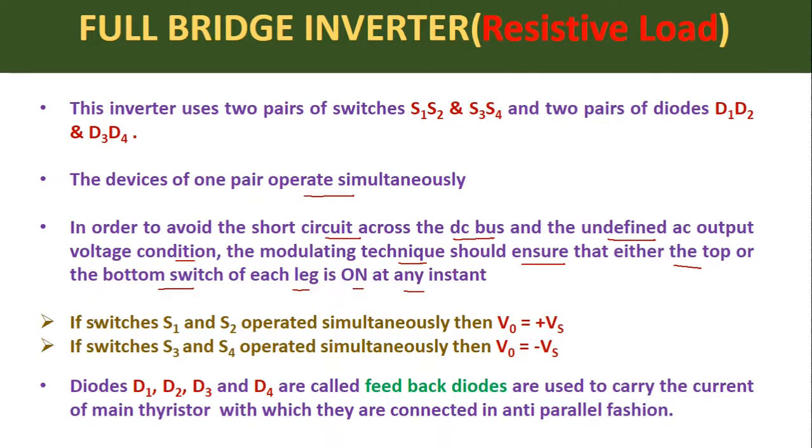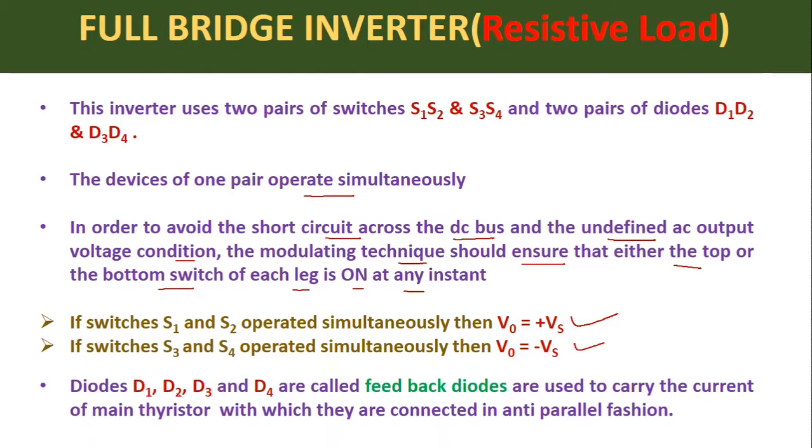And in order to avoid the undefined AC output voltage condition, the modulating technique should ensure that either top or bottom switch of each leg is on at any instant. So in this circuit, if switches S1 and S2 are on simultaneously, then we will get the output voltage or load voltage equal to plus of supply voltage Vs. And if the switches S3 and S4 operate simultaneously, then we will get output voltage V0 equal to minus of supply voltage, that is minus of Vs.